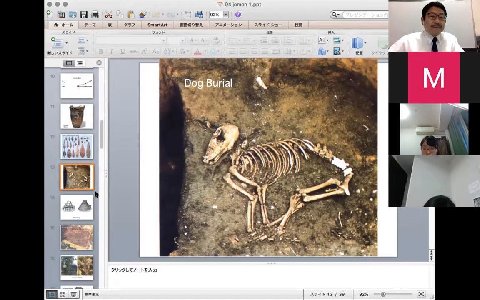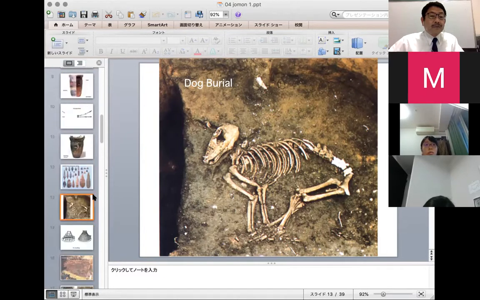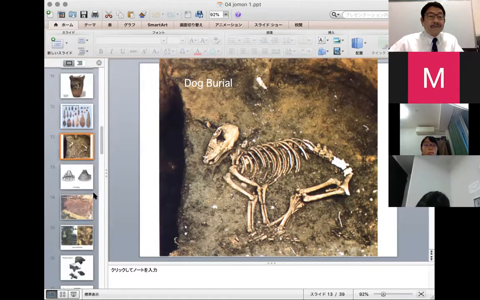So I'm sure they loved dogs because they were making their graves like this. Sometimes, in some cases, dogs were buried with human beings too, with the human body too. So maybe you can estimate the relationship between man and dogs at the time.